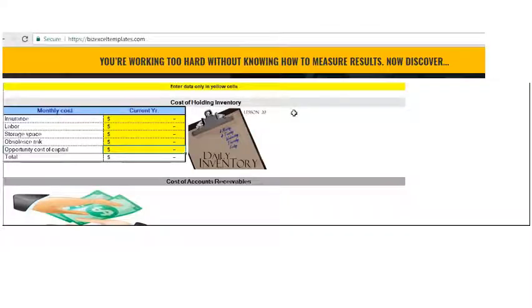So now let's see how this works by entering some data. Well, we'll start with the cost of holding inventory.